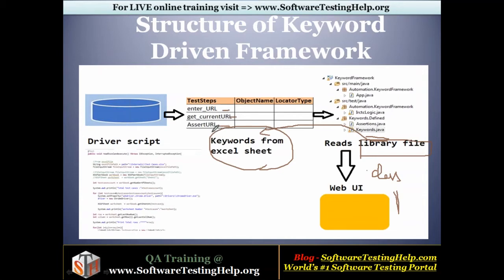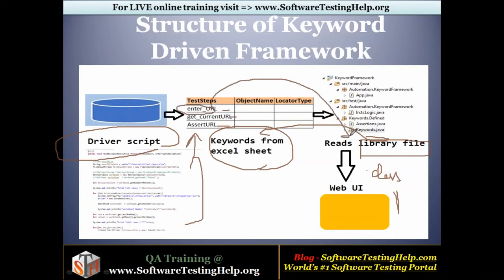Okay. So how is this Excel sheet invoked? It is invoked from my driver script. Now comes my third component. So my driver script has the logic to read this Excel sheet. So it will read each test case and it will read each test step inside the test case. And for each keyword, it will find its corresponding implementation inside the library file and then perform the execution in the browser. So this is how the flow goes.